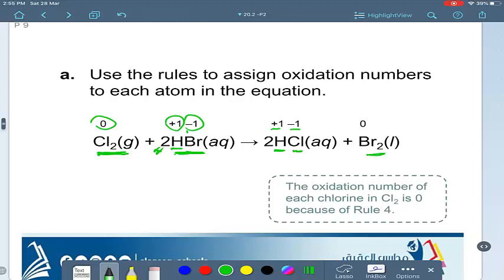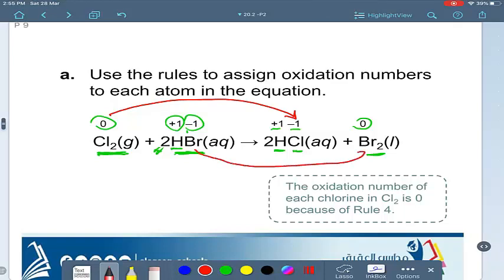Br2 here is an uncombined molecule of a single element, so the overall charge is 0 like chlorine. What change happens here? Chlorine was 0 and changes into negative 1. No change in hydrogen, leave it. What about bromine? Bromine was negative 1 and changes into 0. What happens to each of them?